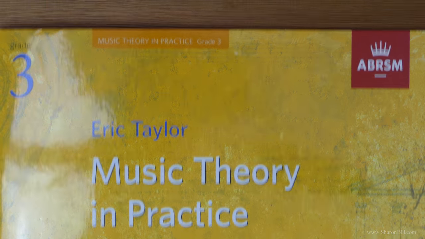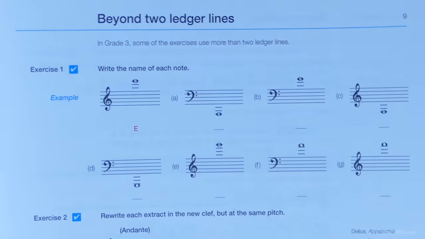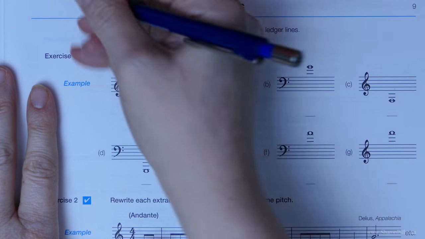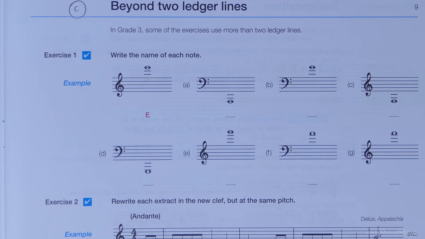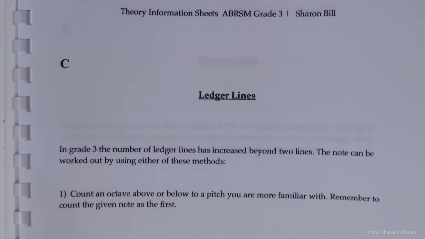And so we're going to press on with book 3, grade 3. If you turn to page 9, we're just looking at beyond two ledger lines. So I'm going to refer to this as section C, and that way you know to turn in your PDF booklet to section C. That's all the information that you'll need to understand this next section.